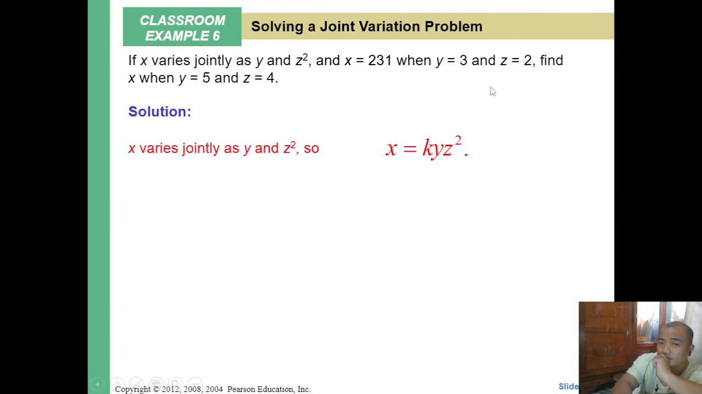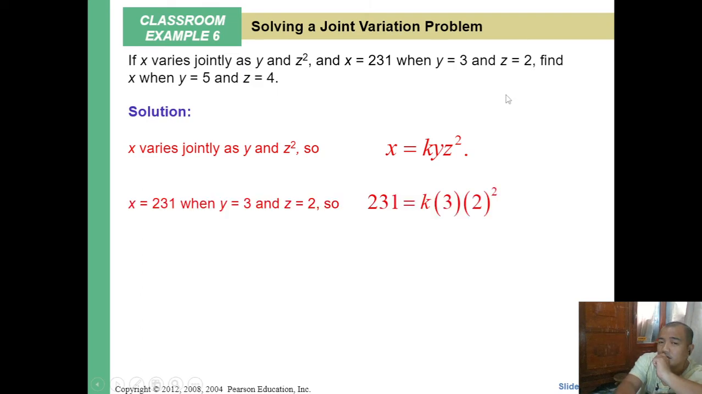That is it. It is also like direct variation, but there is an additional variable. Now let us solve for k. Substitute x by 231, y by 3, and z by 2. So divide 231 by 3 times 4, which is 12. 231 divided by 12, that will be k. 77 over 4. This is our constant of variation.